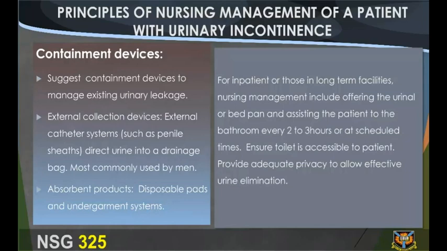Containment devices. Suggest containment devices to manage existing urinary leakage. External collection devices. External catheter systems such as penile sheaths direct urine into a drainage bag, most commonly used by men. Absorbent products, disposable pads and undergarment systems.